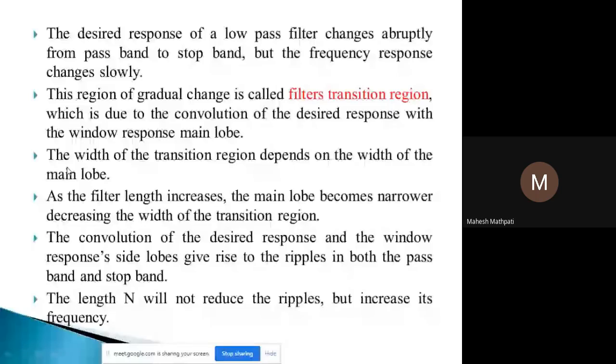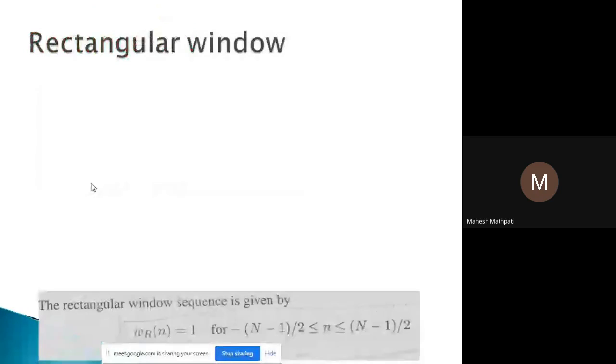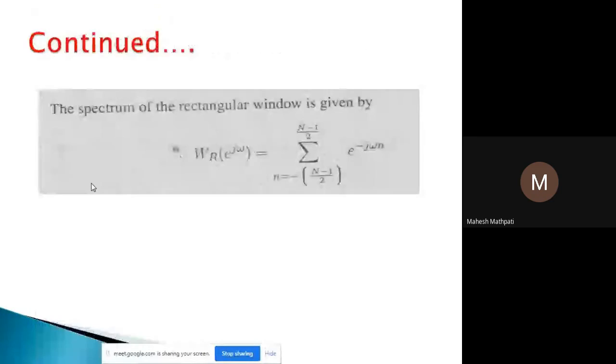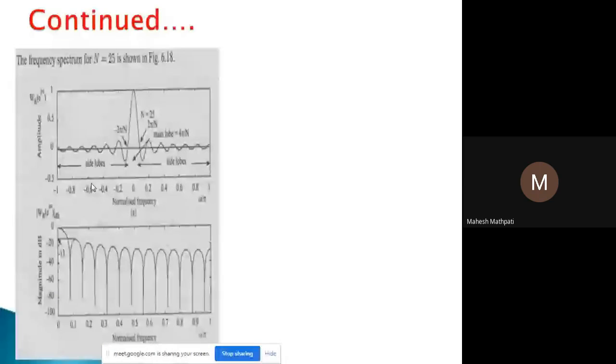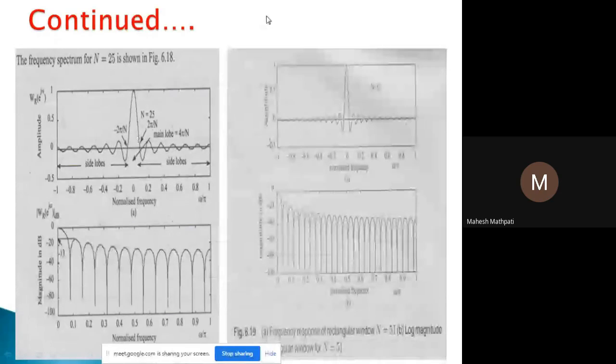The width of the transition region depends upon the width of the main lobe. मतलब क्या है अभी? Suppose if you look at this, ये जो main lobe दिख रहा है आपको, right? So this part is what we are calling the main lobe. This is for n equals 25 and this is for n equals 51. So आपका width of the transition band is depending upon this main lobe. So that is its meaning.